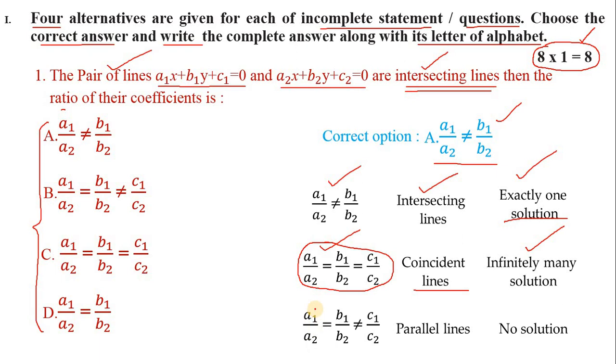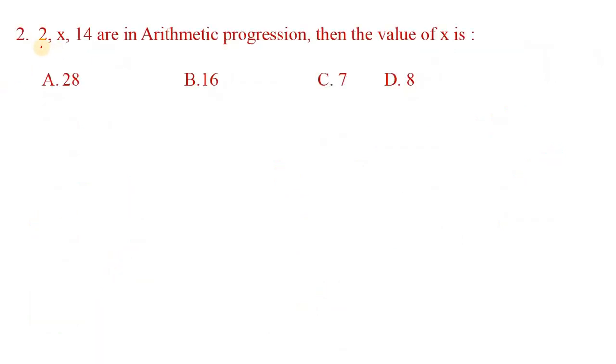And the last one is a1/a2 = b1/b2, not equal to c1/c2. For this ratio, we get parallel lines. Parallel lines will not have any solution. So for this question, on the basis of this table, we have answered. Question number 2.